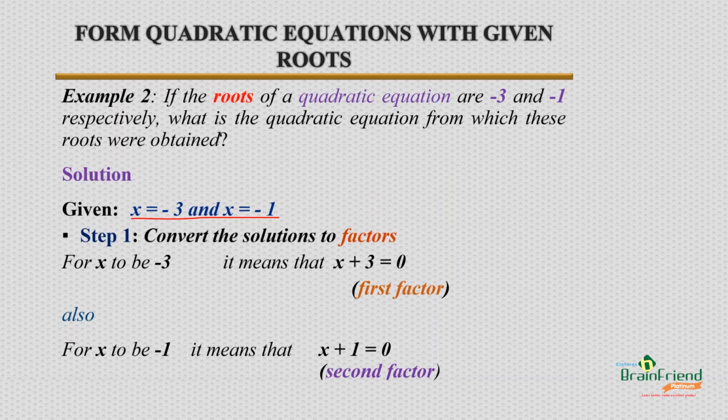For x to be minus 3, it means that x plus 3 is equal to 0. Remember how we did the last one? In this case, we just added 3 to both sides. That will be our first factor. Also, for x to be minus 1, it means that x plus 1 is equal to 0. This will now be our second factor.